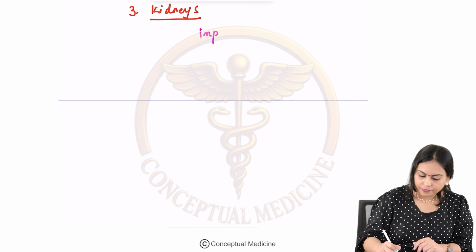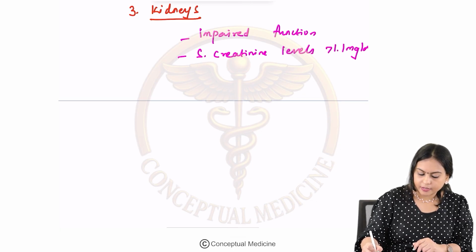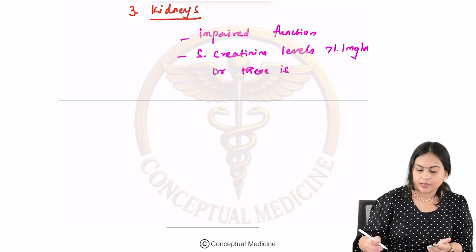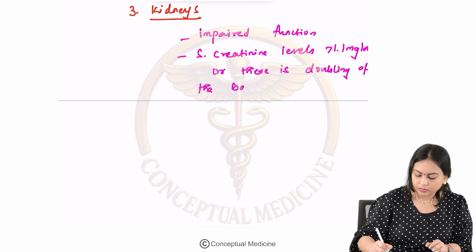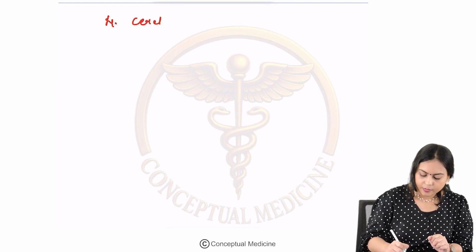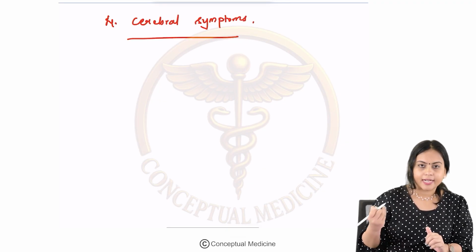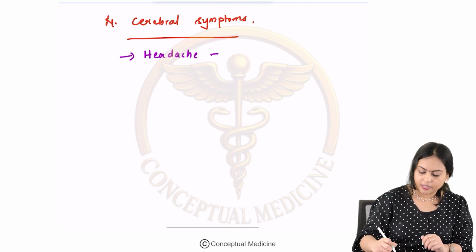Next one is kidneys. Kidneys also will have impaired function, and if you see, the serum creatinine levels will be more than 1.1 milligram per deciliter, or there is doubling of the baseline values. Next is cerebral symptoms. There can be headache, which does not settle with analgesics.